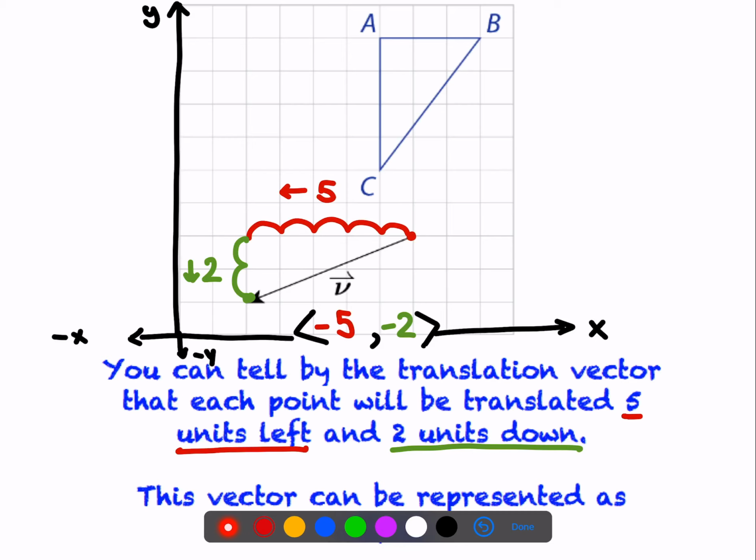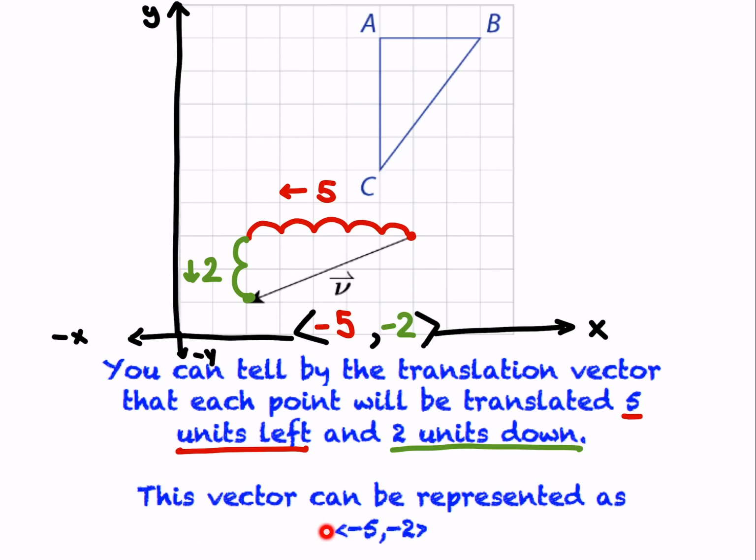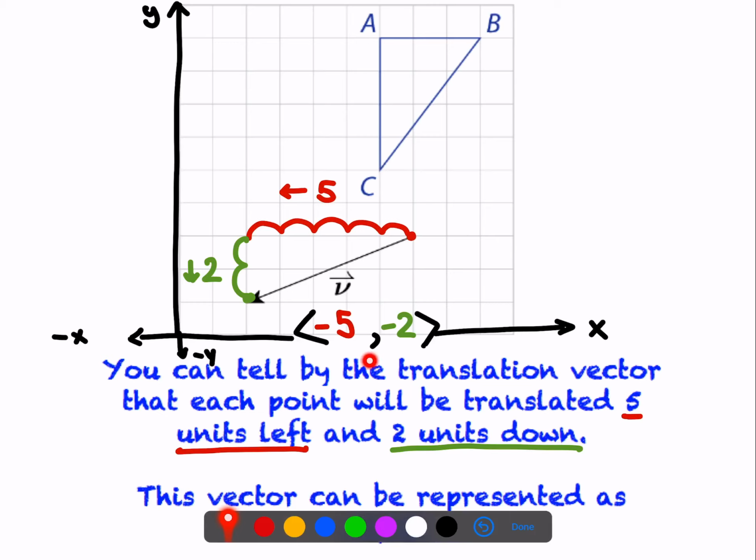You can tell by the translation vector that each point will be translated 5 units left and 2 units down. And again, we can see that because we have this vector here. I can just count 1, 2, 3, 4, 5. That's 5 units left. And then 1, 2, that's 2 units down. So you can just count. That's okay. That's what I expect you guys to do as you go through these. So this vector can be represented as ⟨-5, -2⟩. So it can be represented by this component form here.